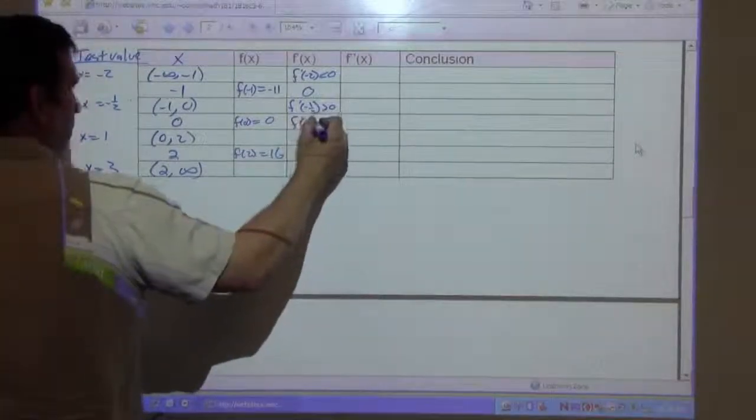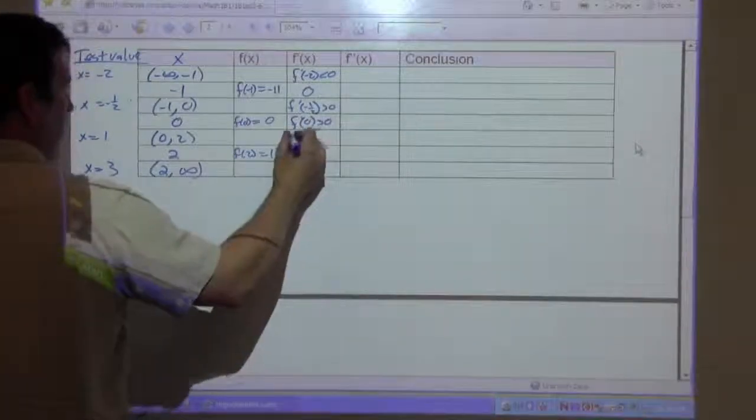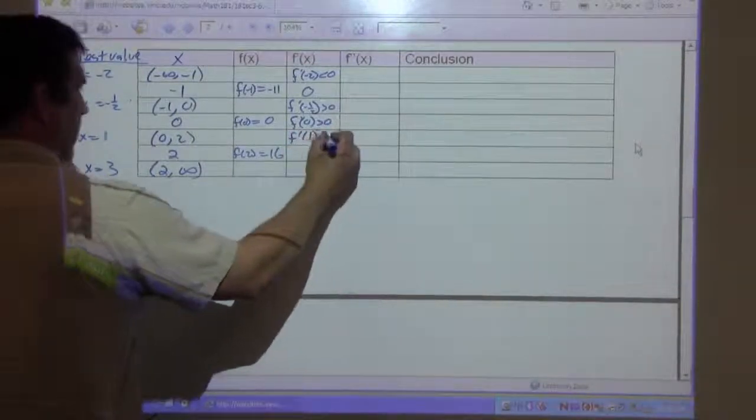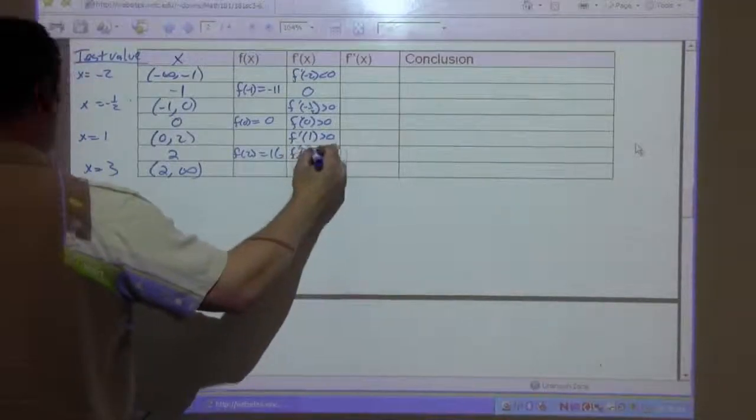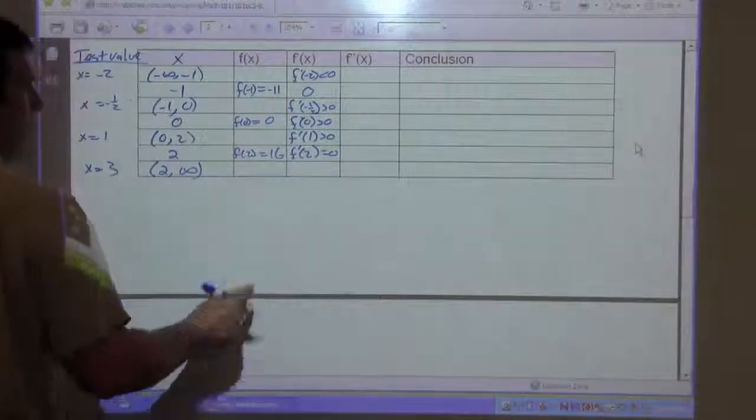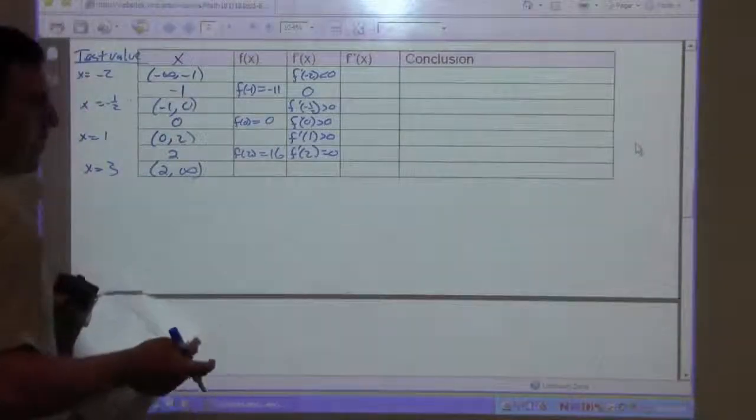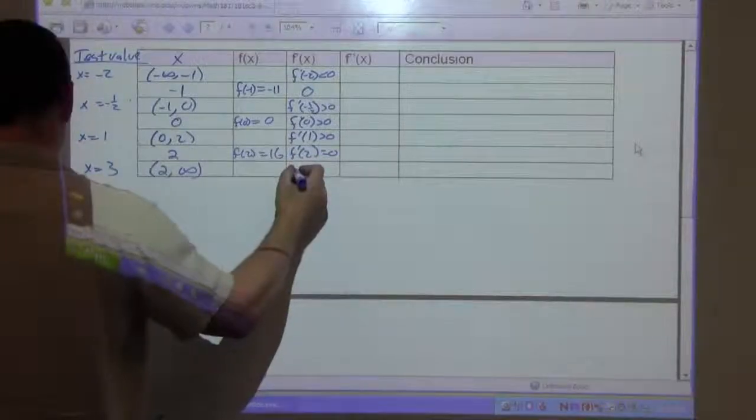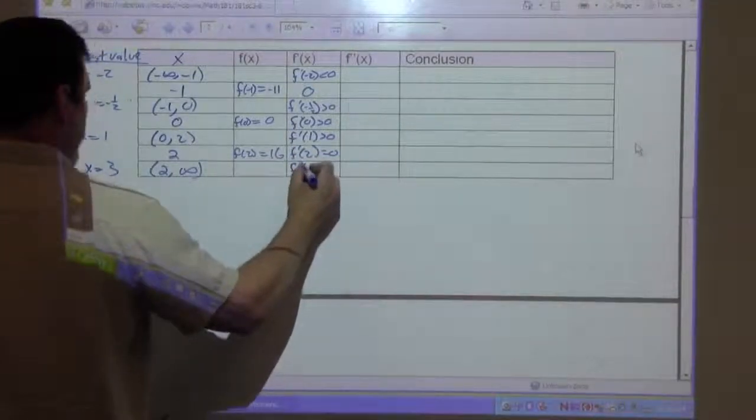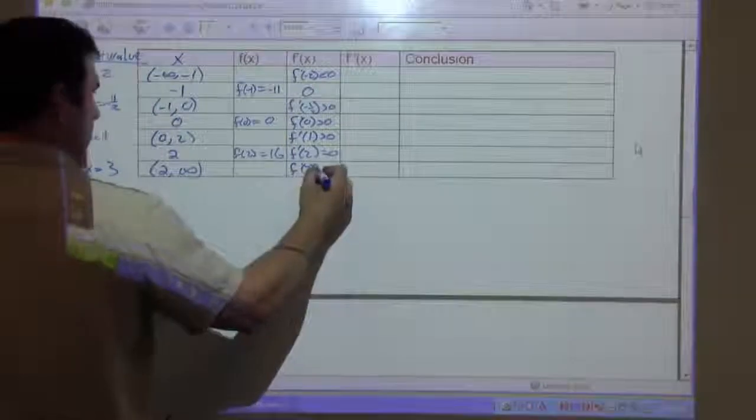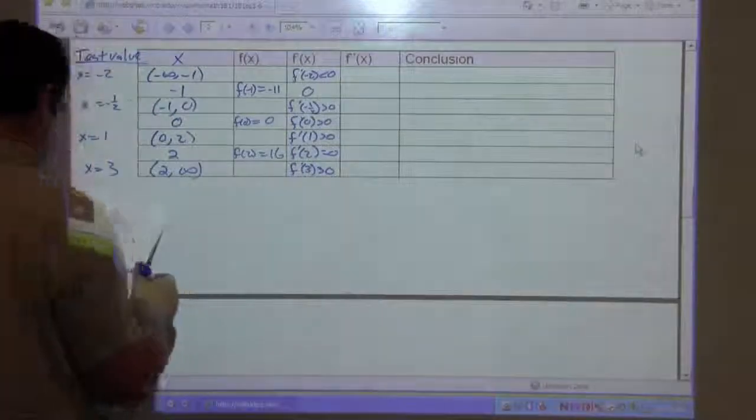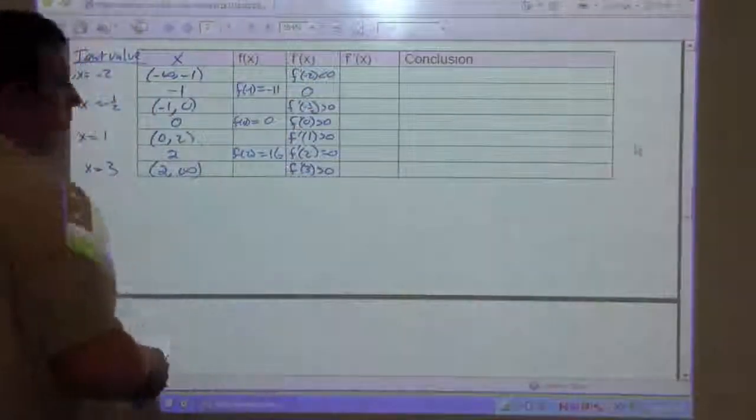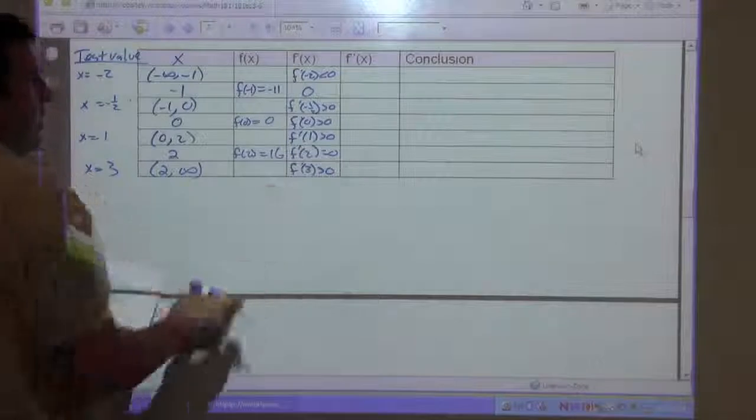F prime at 0 is going to be positive as well. F prime at 1 is positive, and F prime at 2 is 0. This could have been a max or a min, and it's neither going to be max or min. And F prime at 3 is still positive. So we know that it's decreasing at one point, then it's just going to be going up with a place where it stops off at 0.